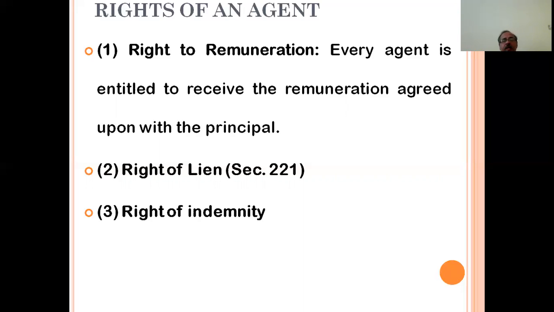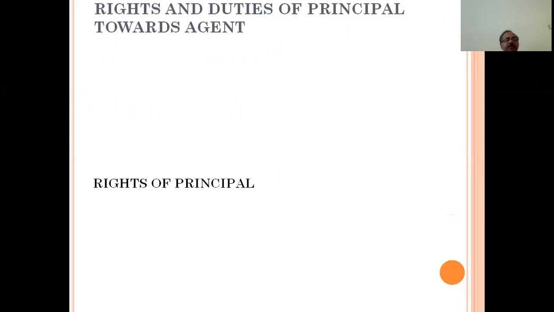That right is called the right of lien. The next one is the right to indemnity. In case of any loss suffered by the agent by acting on behalf of the principal, it is the duty of the principal, or it is the right of the agent, to get indemnity or to be indemnified from the principal. So these are the rights: right to remuneration, right of lien, and right of indemnity.